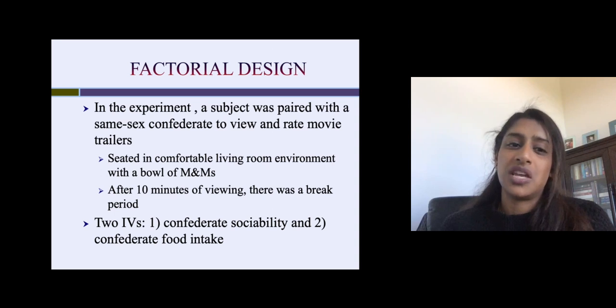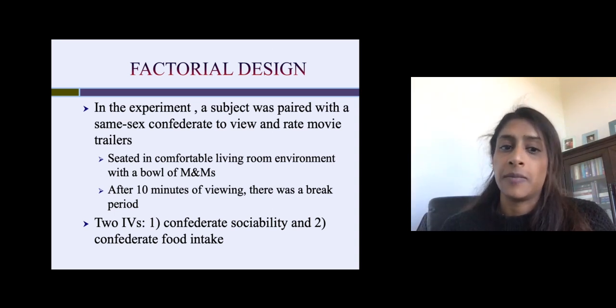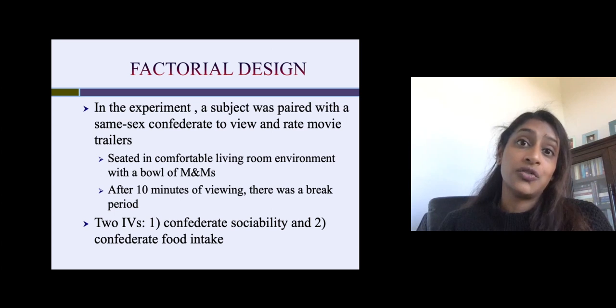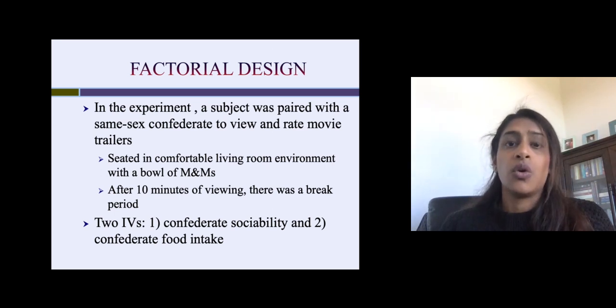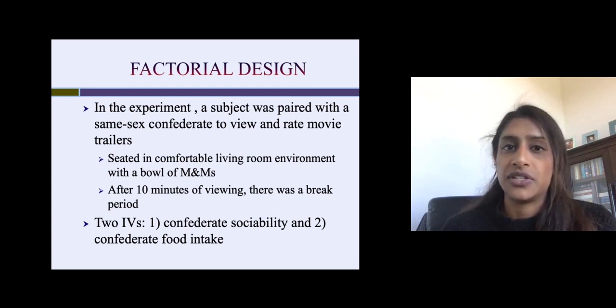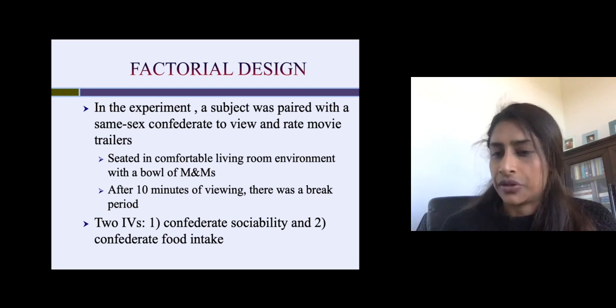So we can also take a look if there's a relationship between how social a confederate is and how much food they eat in front of you. Will that influence how much food you then eat? So this will be looking to see if there's an interaction, but we're getting a little ahead of ourselves.